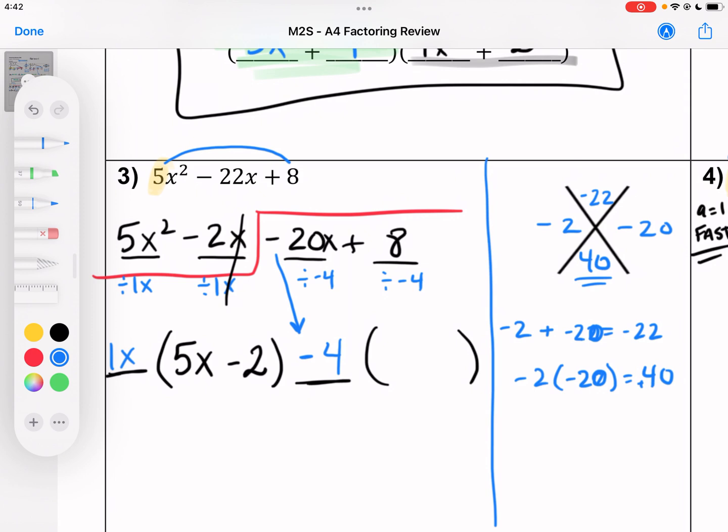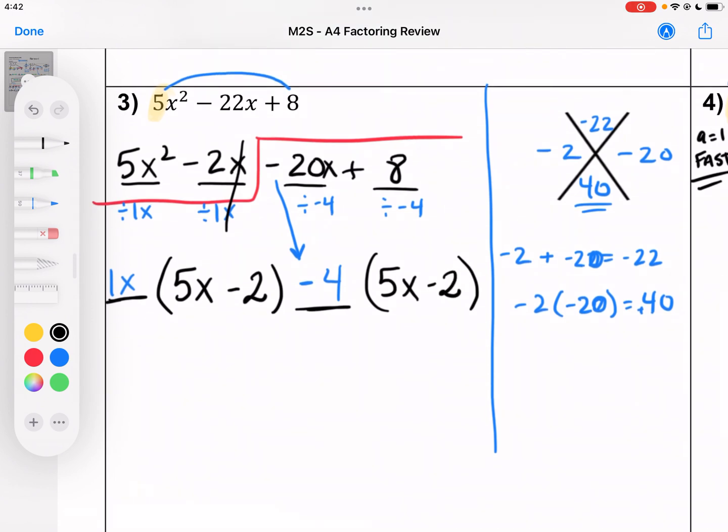So -20x divided by -4 is a positive 5x. And 8 divided by -4 is -2. And they both match, so we just write our answer, 5x minus 2. And 1x, or just x, I'm going to put just x, minus 4.